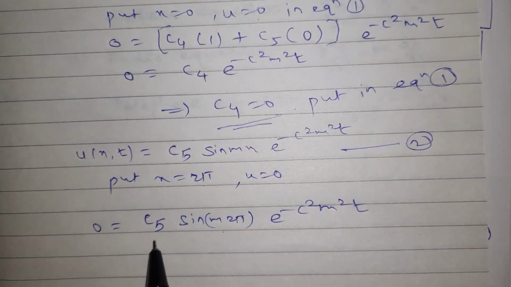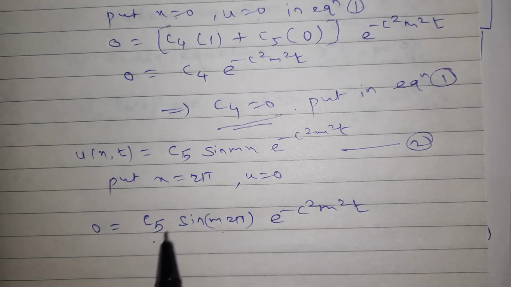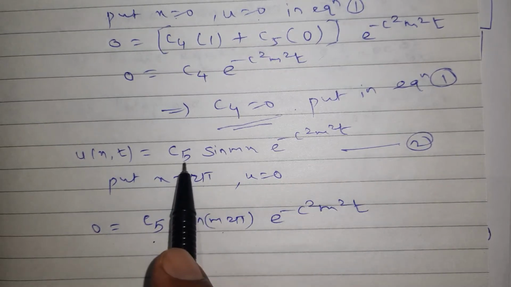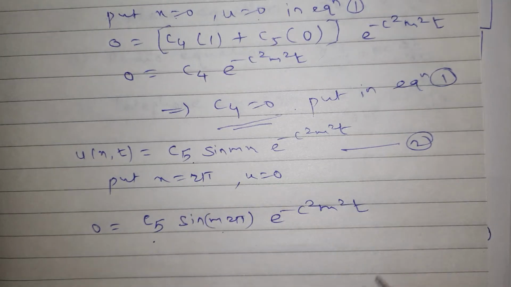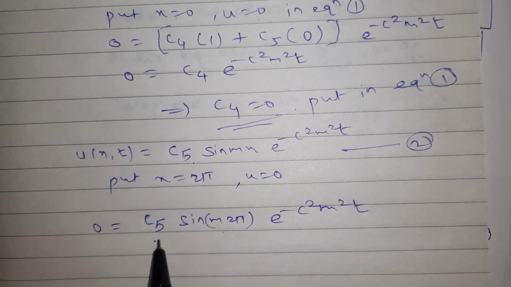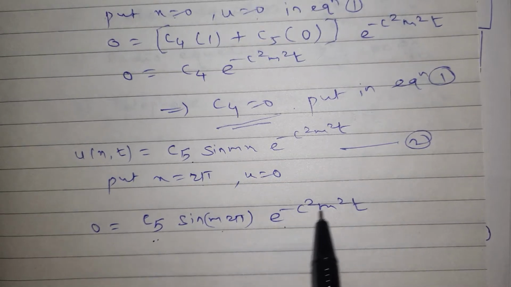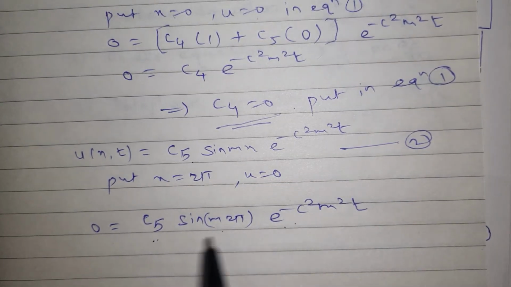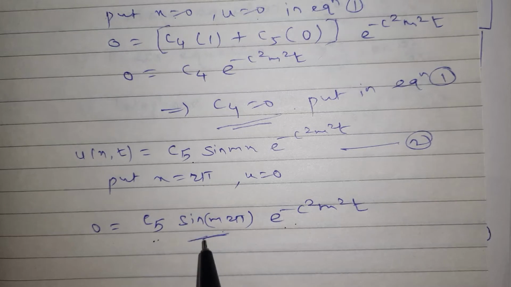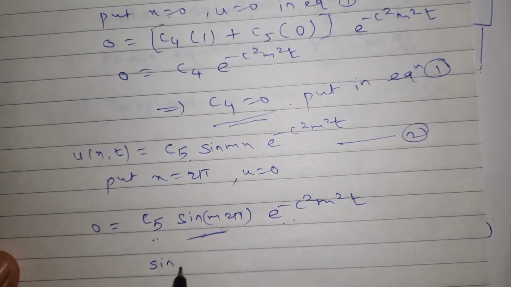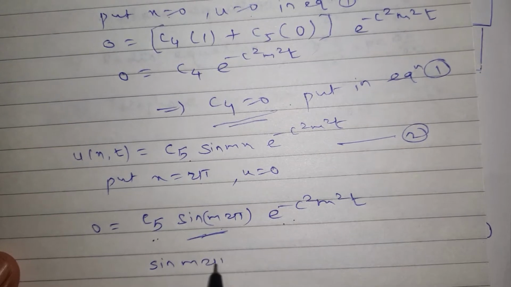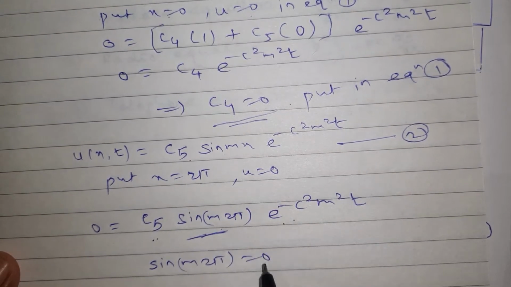What about c5? Can I take c5 equal to 0? If I take c5 equal to 0, from equation 2 I get u equal to 0. So I get a trivial solution, and I don't want that. So c5 is not equal to 0, and e raised to some power is not equal to 0. So which term is equal to 0 here? Sine m 2 pi is equal to 0. So I get here sine m 2 pi is equal to 0.